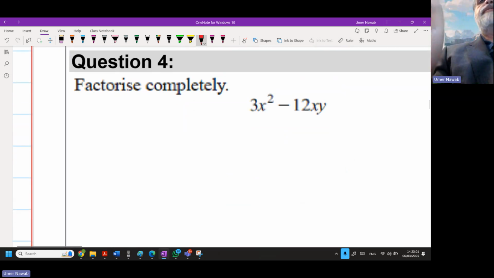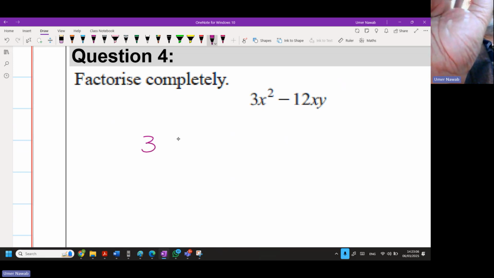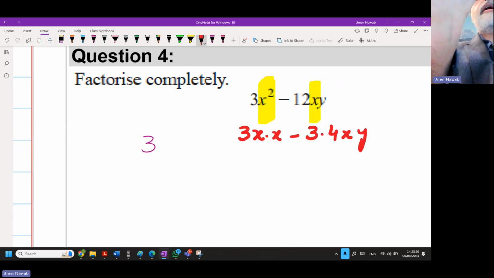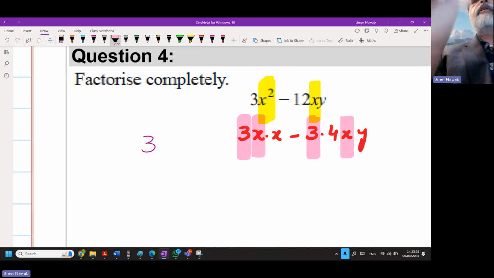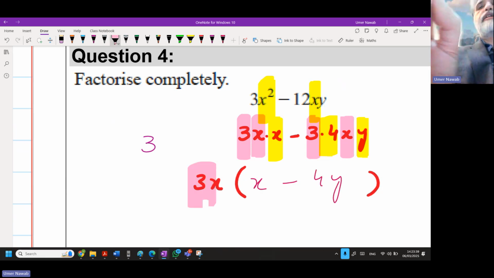Now we go to the next question. 3x squared minus 12xy, obviously 3 is common, and I have here x squared, and over there is x. Why not? I can split them. So 3 times x times x minus 12 can be written as 3 times 4xy. I have 3 common. I have x common. So now I'm going to write 3x outside. What is left inside? x, 4 and y. So x minus 4y. I will write it inside the bracket, and outside is 3x.